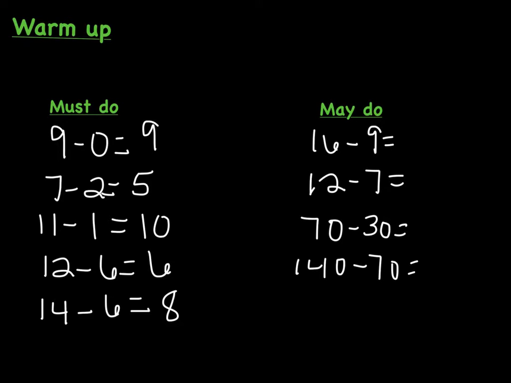We'll do the same with the may do side now. 16 minus 9 equals. 12 minus 7 equals. 70 minus 30 equals, and 140 minus 70 equals. You can go ahead and erase your boards and put your board marker and eraser off to the side.